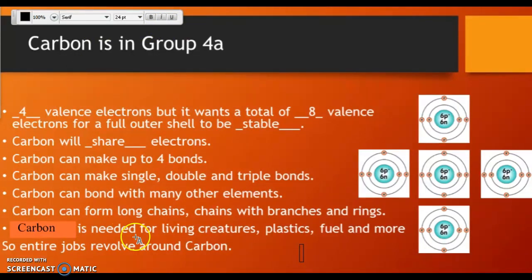So carbon is needed for living creatures, plastic, fuel, and more. So entire jobs revolve just around carbon. Yeah, you can have an entire job where all you focus on is one little aspect of how carbons attach to each other, how they react, what they're going to create. It's really amazing.